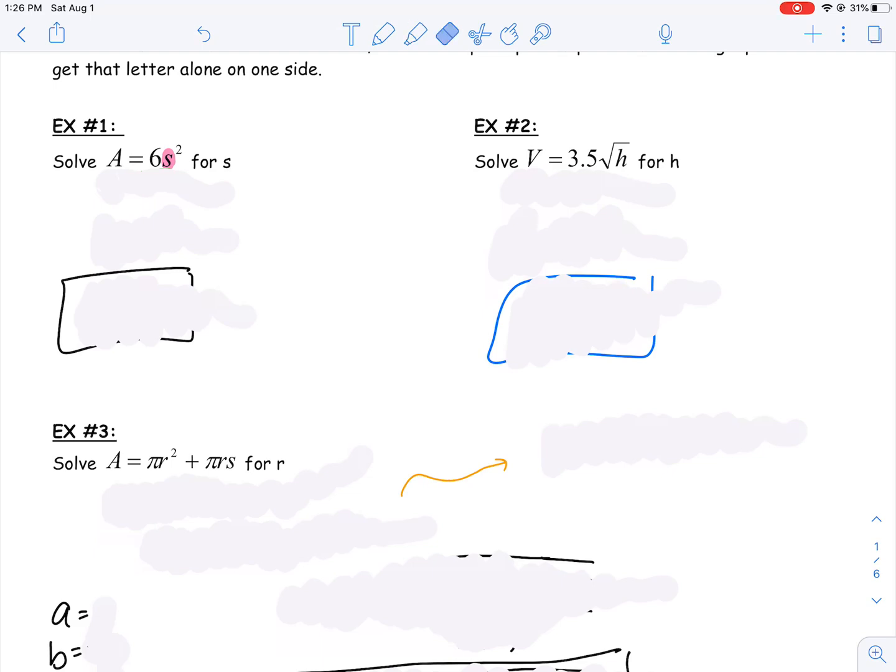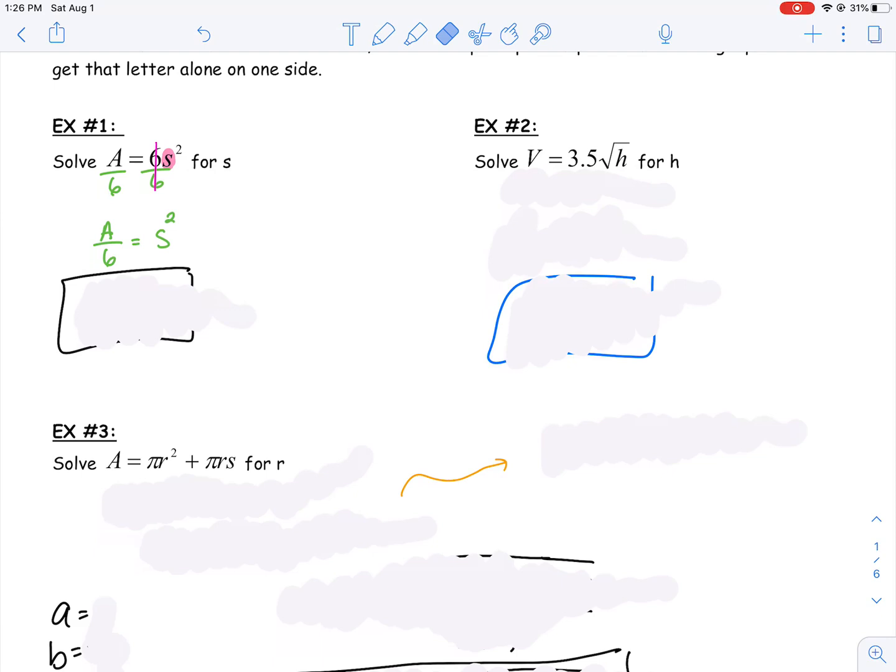We're always going to get rid of the coefficient first, so let's get rid of the 6. You notice that the 6 is right next to it, which means multiply. So in order to get rid of the 6, we can do the inverse operation, or divide both sides by 6. 6 divided by 6 is 1, so I have a 1s squared, or just an s squared, left on that side. Over on the other side, I can't really divide 6 into A, so I'm just going to leave it. A divided by 6 equals s squared.